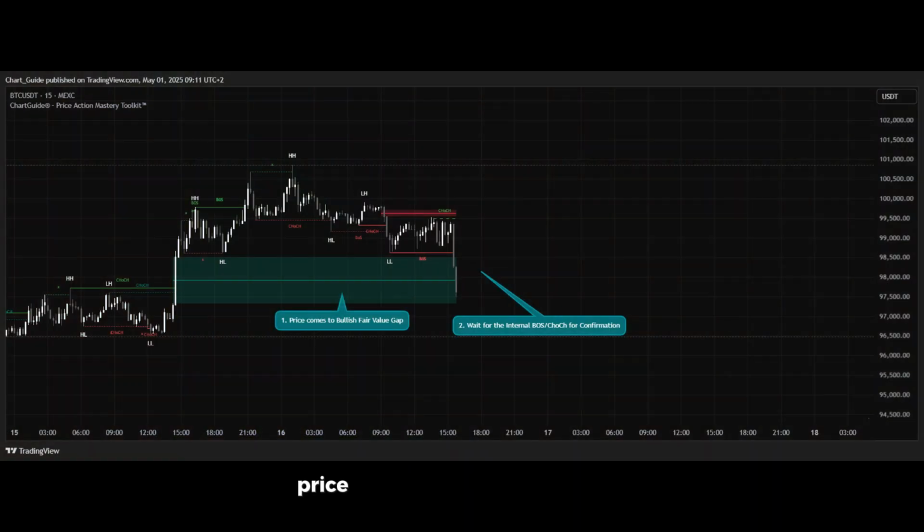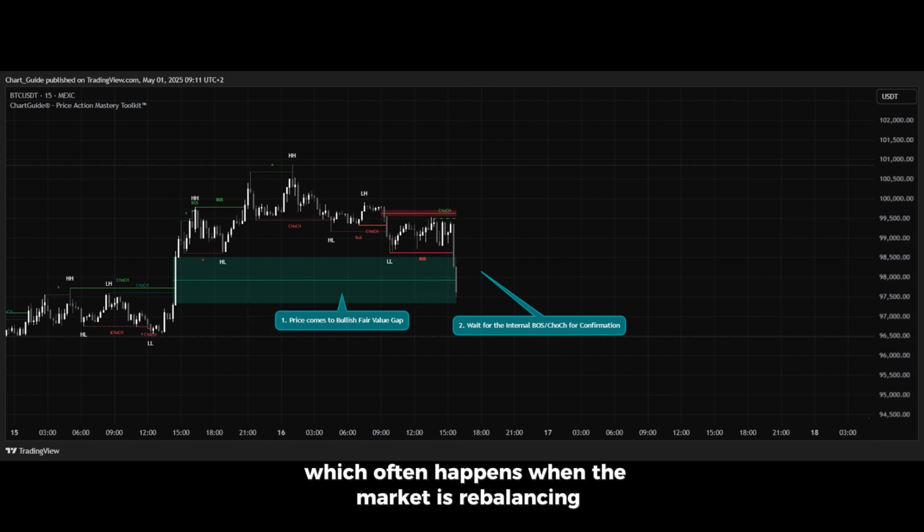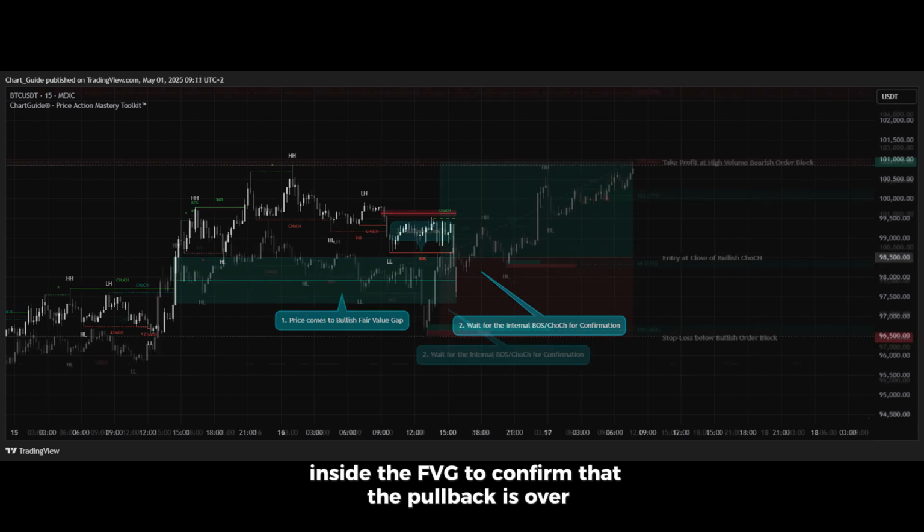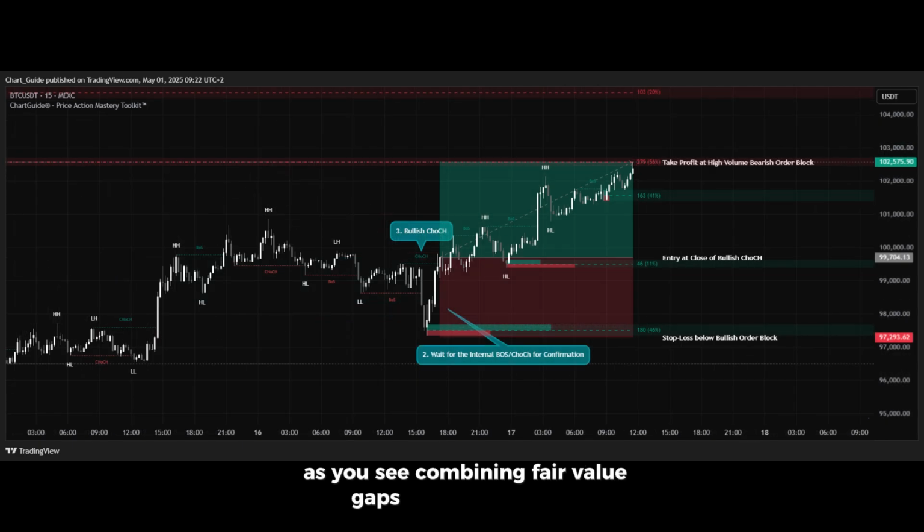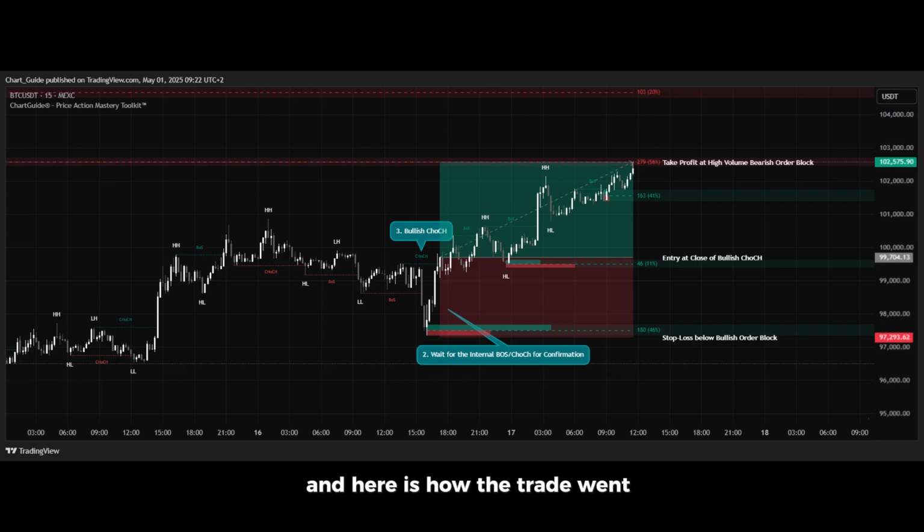In this setup, price aggressively moves upward and leaves behind a bullish fair value gap. Later, price returns to fill that gap, which often happens when the market is rebalancing. Instead of entering immediately, we wait for an internal break of structure, BOS, inside the FVG to confirm that the pullback is over. As you see, combining fair value gaps with internal BOS gives clean entries and strong continuation setups. And here is how the trade went.